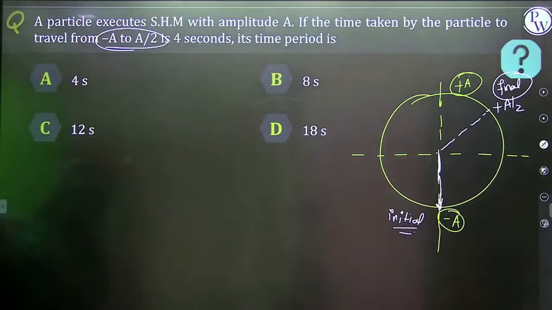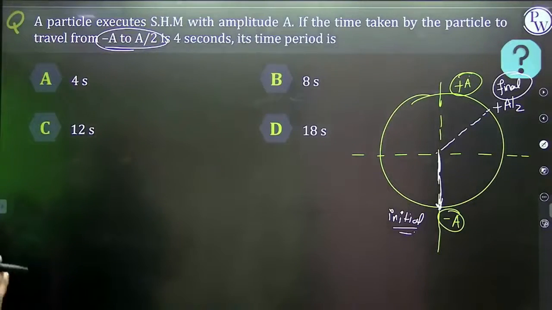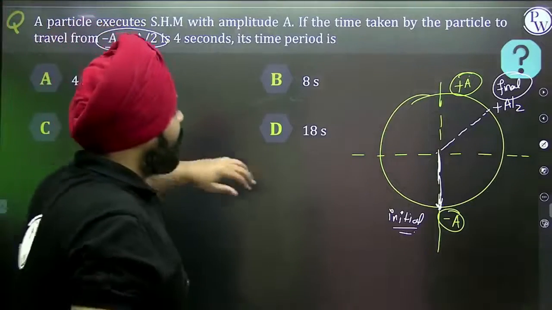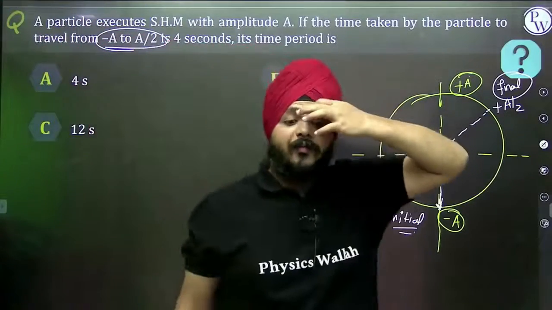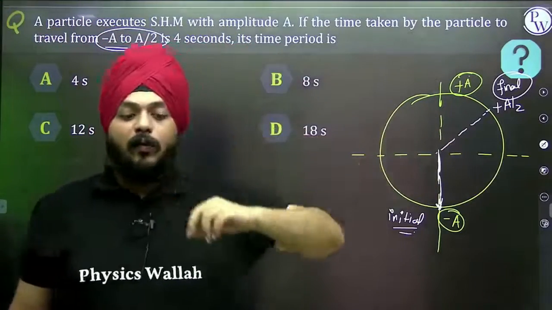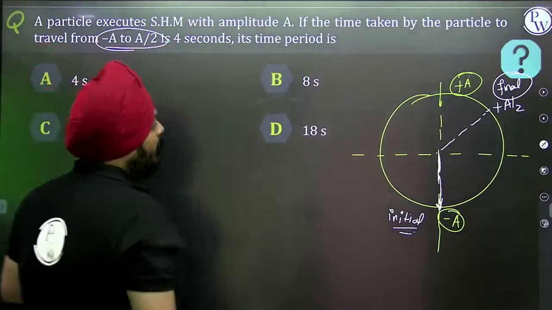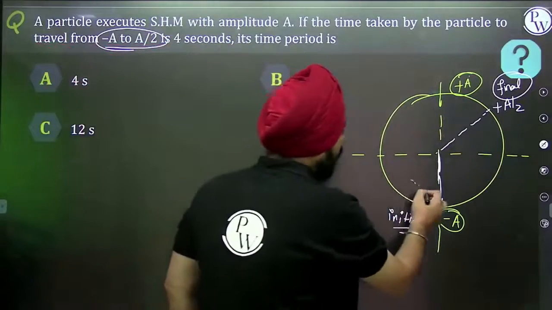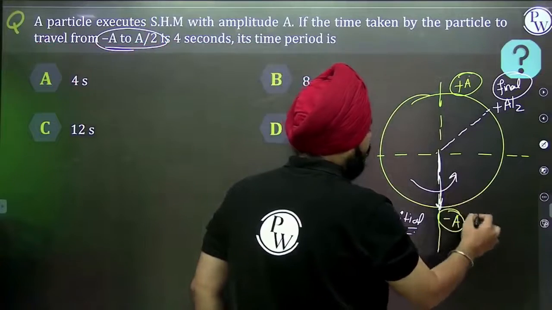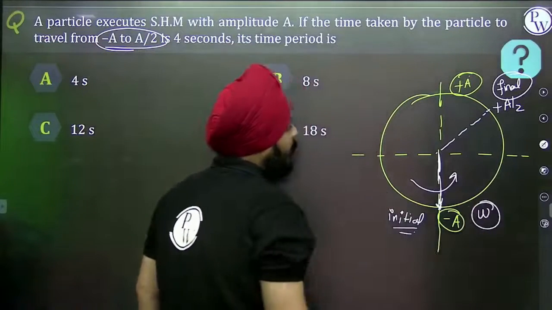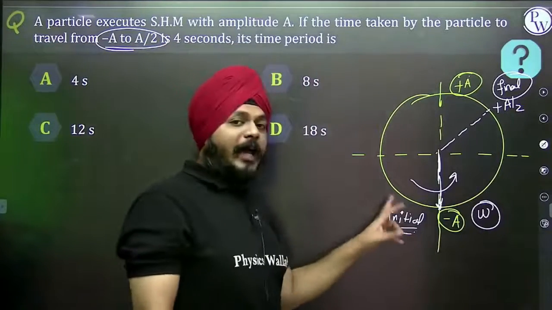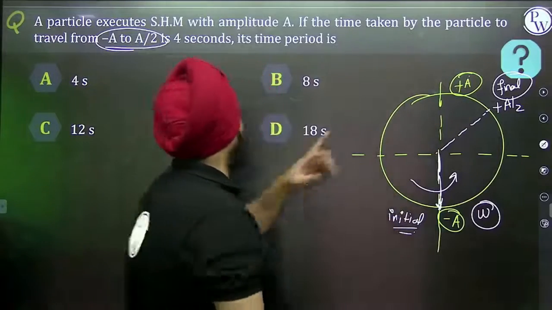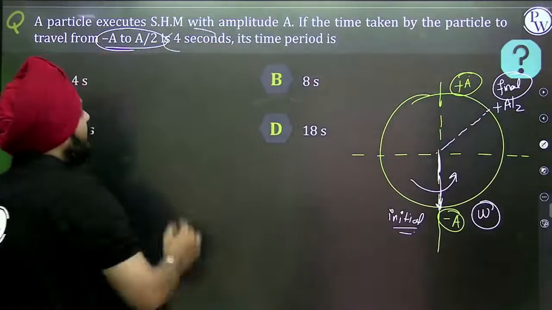So in between the initial and final points, the phasor always rotates in the anti-clockwise direction. Suppose it is moving in the anti-clockwise direction with the angular velocity omega. The time difference between the initial and final points is given as 4 seconds.